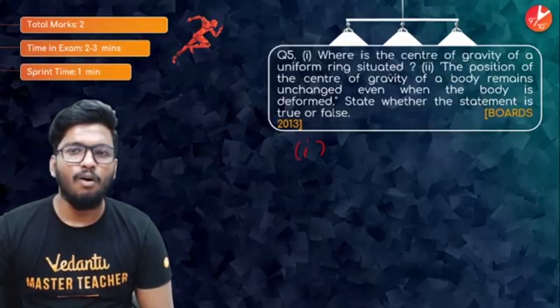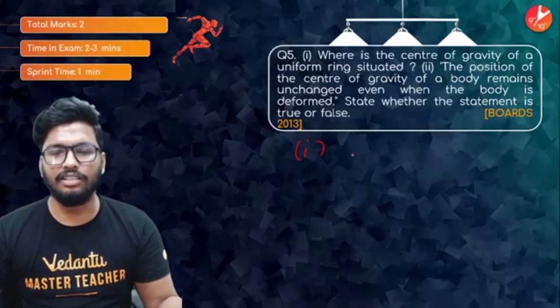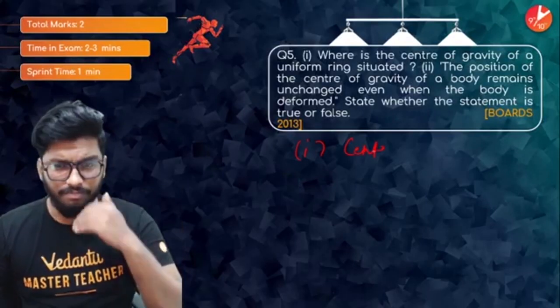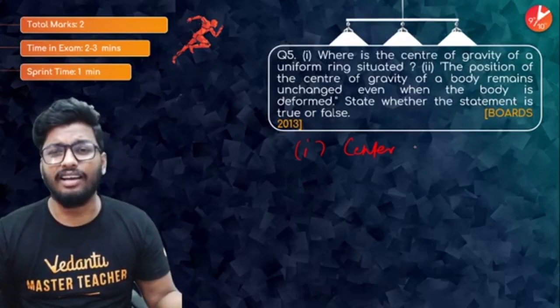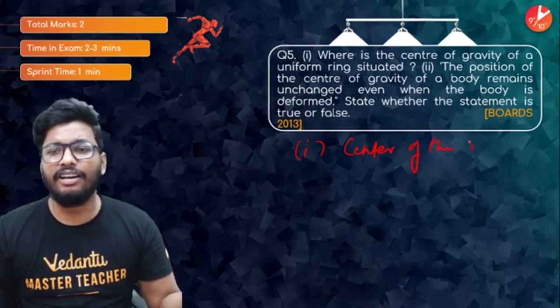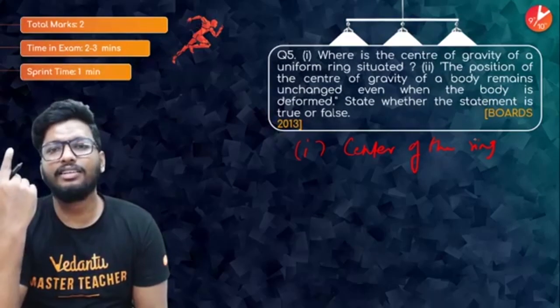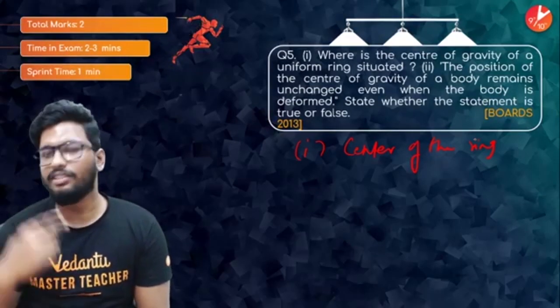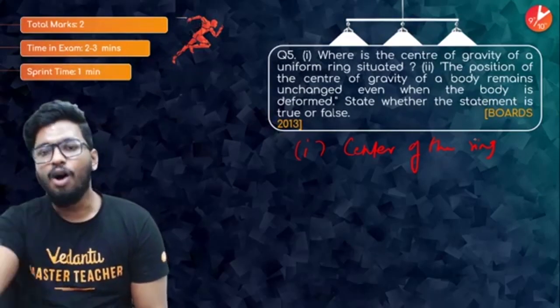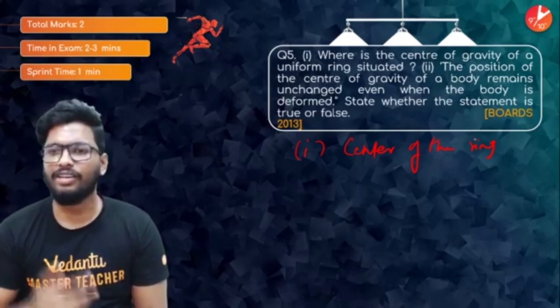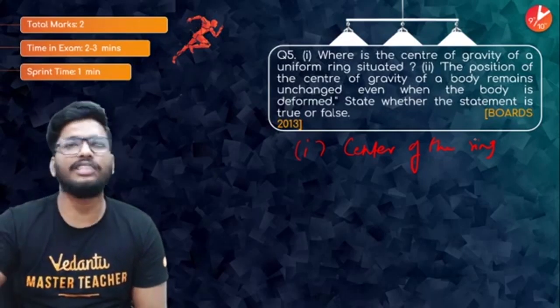First part of the question: where is the center of gravity of the uniform ring situated? At the center itself. At the center of the ring. Obviously, because if it's a circle, the center would be the center of gravity as well. The geometric center of that ring would be the center of gravity. So you can write it as the geometric center or the center of the ring itself.